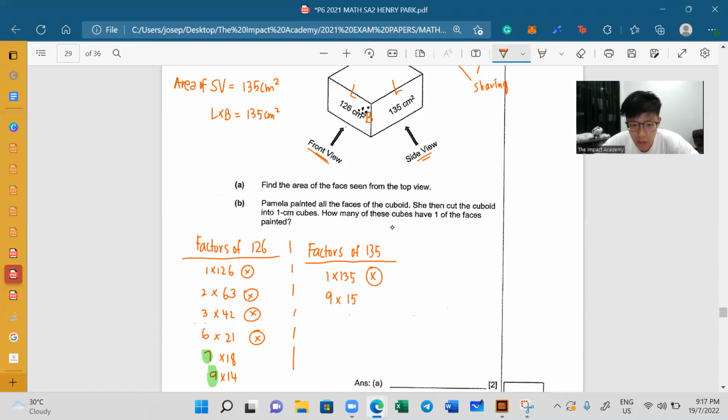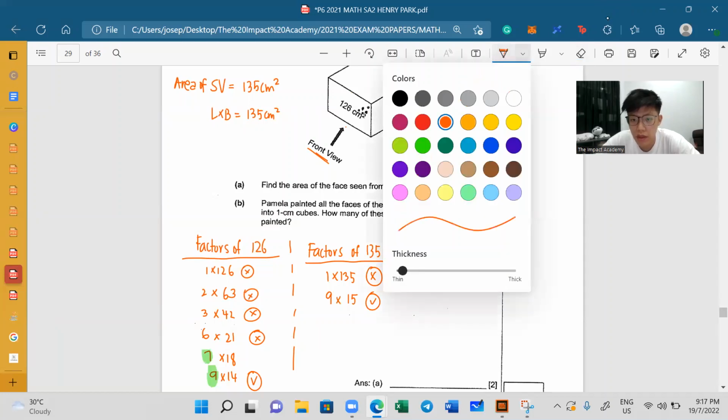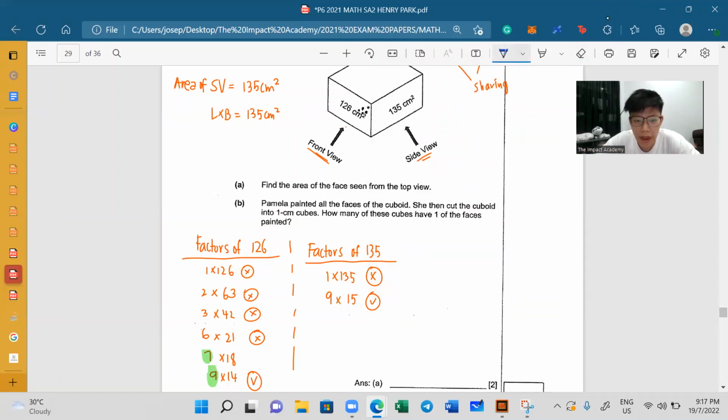So definitely the others are not possible, and these are the measurements. So we quickly write down the measurements, because we want to make sure that we have a very good view of them. For 126 itself, we know that 9 is over here, and it shares the same breadth as the side view, which is this one, and we know that this is 14, and we know that this is 15.